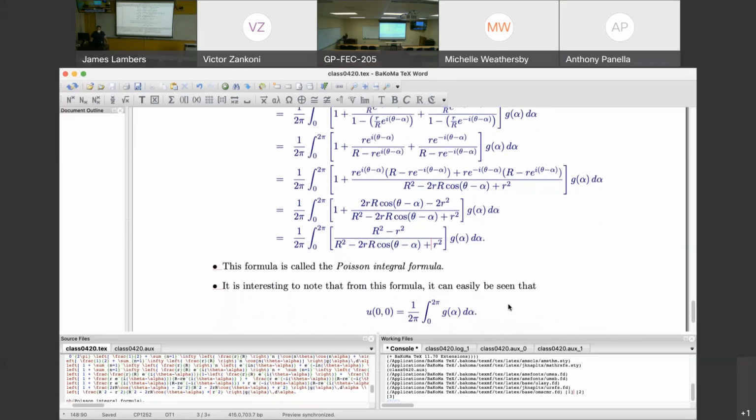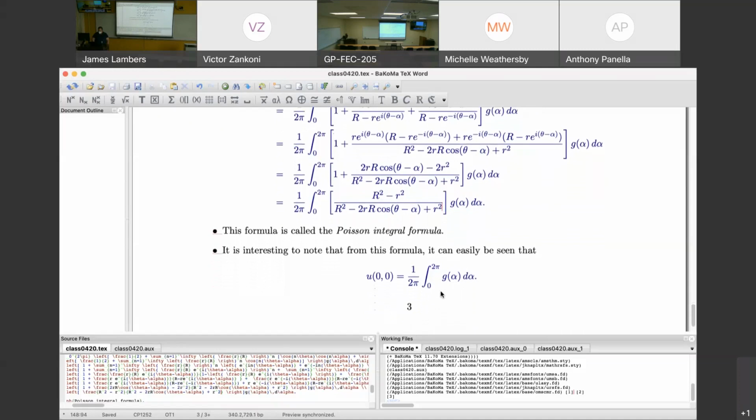So suppose you were to evaluate this formula at the origin. Well, that means little r equals 0. When that happens, okay, so that's gone. All these terms are gone. So this fraction collapses to 1. And you get this. But this is equal to the average value of g all along the boundary.